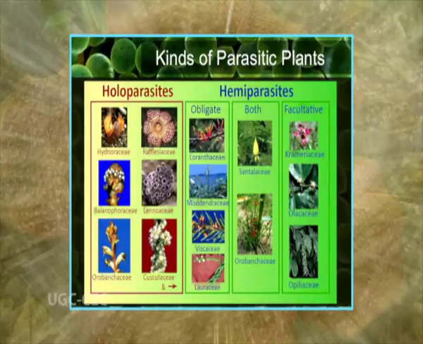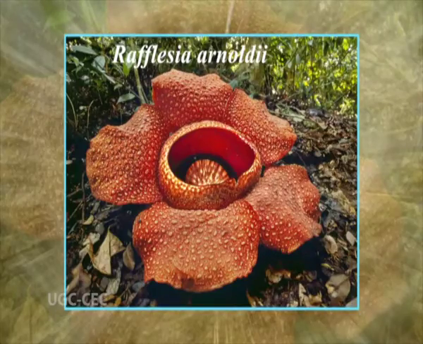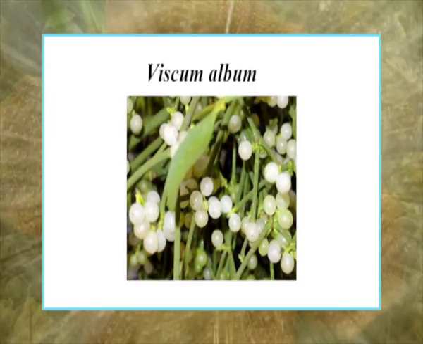Parasitic flowering plants may be classified as holoparasites or hemiparasites. Holoparasites lack chlorophyll and are totally dependent on the host plant for their water and nutrients. One famous holoparasite is the tropical Rafflesia arnoldii, which lives most of its life within the body of its host. Hemiparasites generally photosynthesize, but they lack a root system to draw water and thus depend on their hosts for this function. Mistletoe, Viscum album, is a hemiparasite.